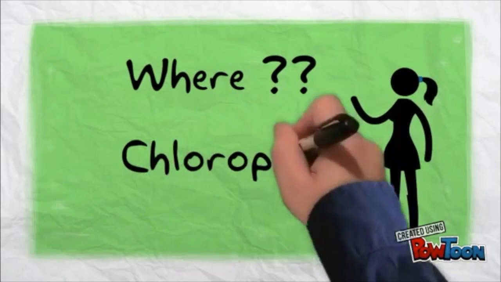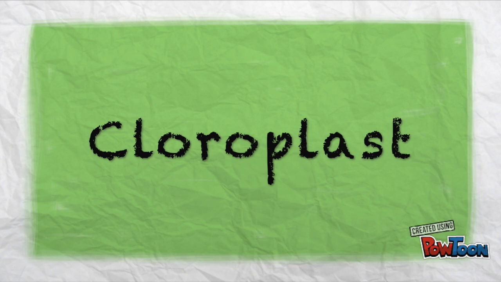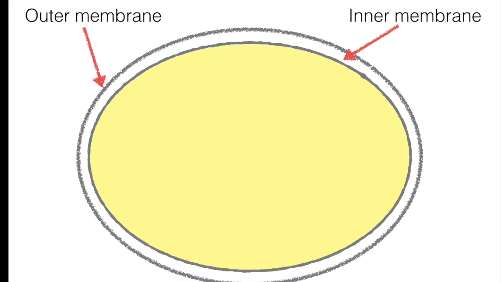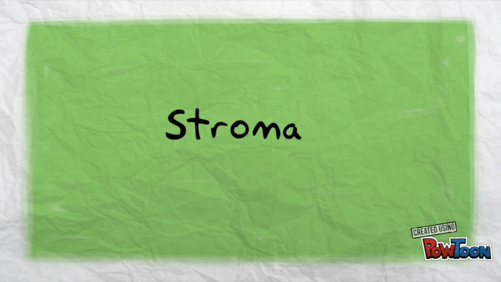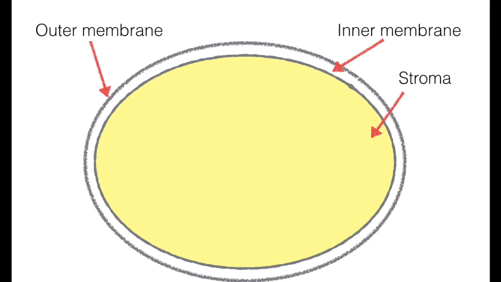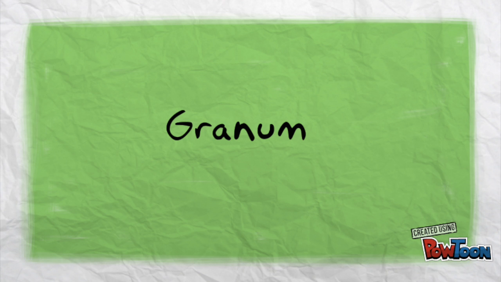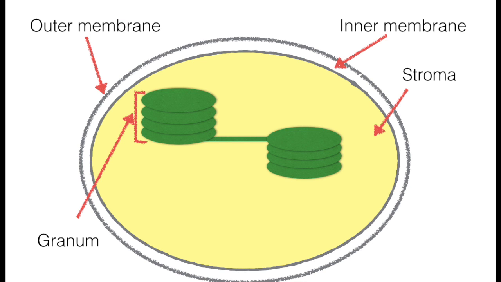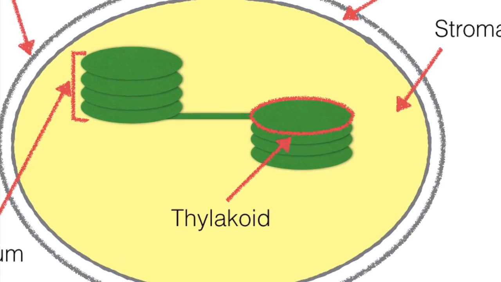And we can find it especially in the chloroplast. The chloroplast is an organelle that has an outer membrane and an inner membrane. And the stroma is a fluid-filled region between the thylakoid membrane and the inner membrane. The granum is a stack of thylakoids. And this circle shows the thylakoid.